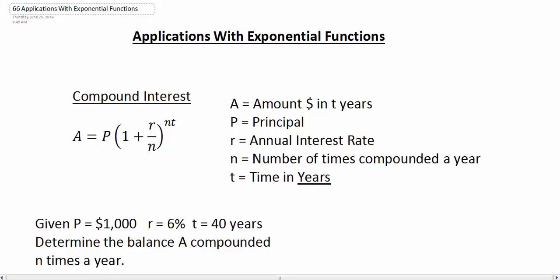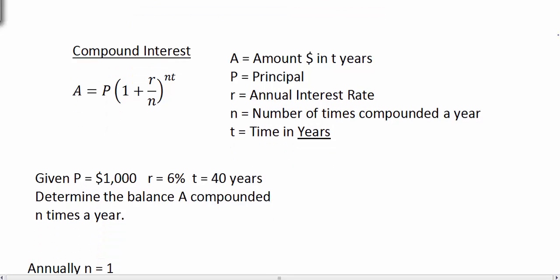All right, this video is going to look at some applications using our exponential function. The one we're going to start off with is how can we calculate our compound interest? For example, if you put money into the bank and leave it in there over time, how much interest is it going to earn based on how often the interest is compounded? So here's the formula that we're going to use.